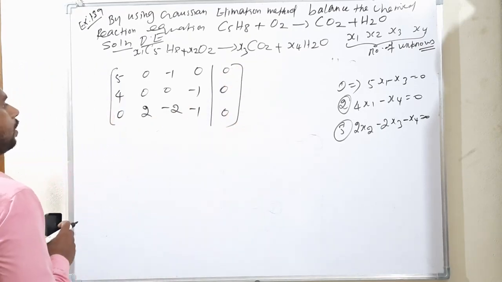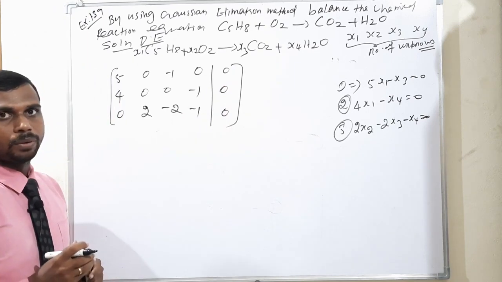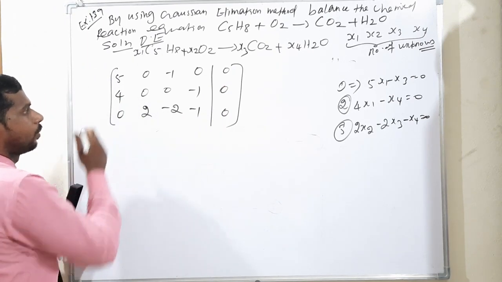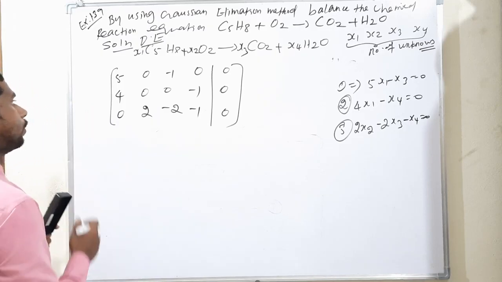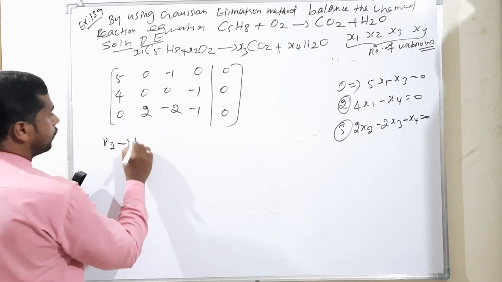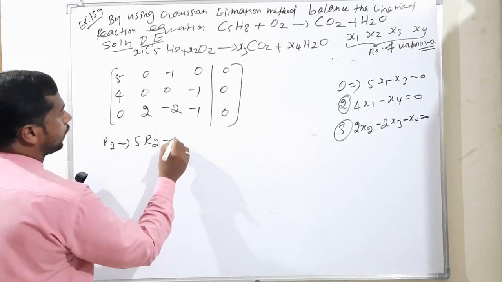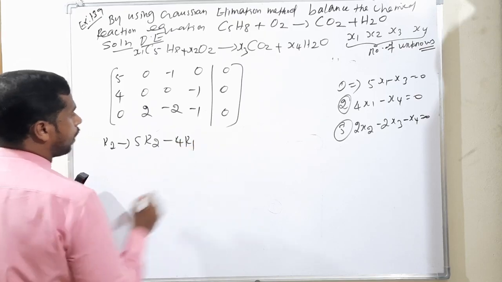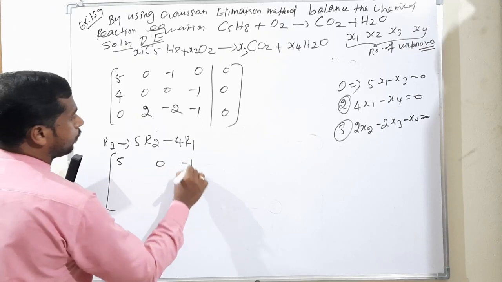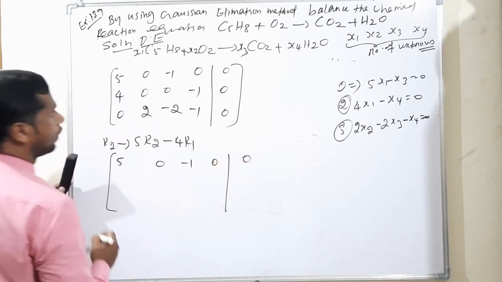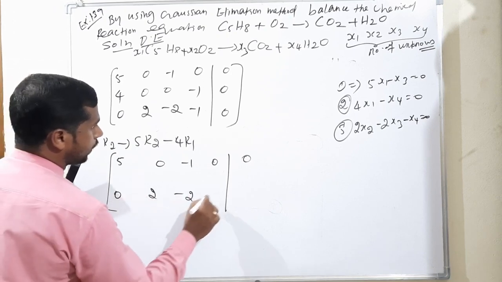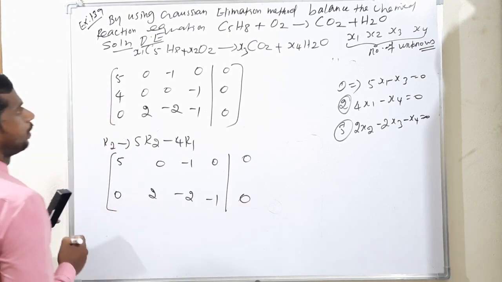So now, utilizing the row echelon form, what is the meaning? When starting the non-zero digit, under the third row we already have 0, only in the second row do we have to make it 0. What we have to do is R2 gives 5 into R2 minus 4 into R1. R1 and R3 stay as they are: 5, 0, minus 1, 0, 0. Next, 0, 2, minus 2, minus 1, 0.